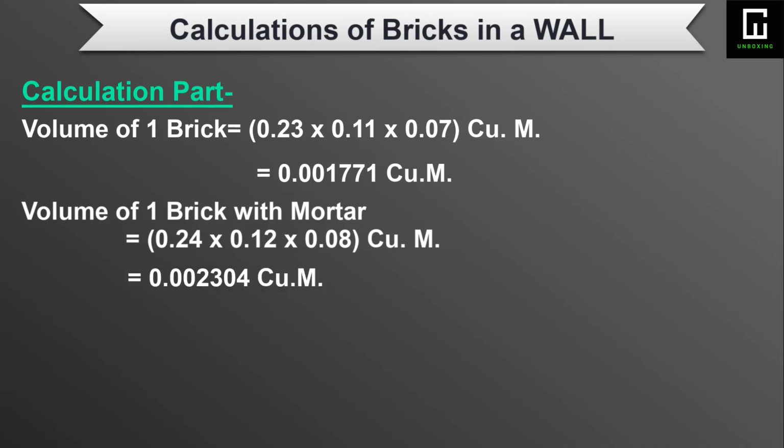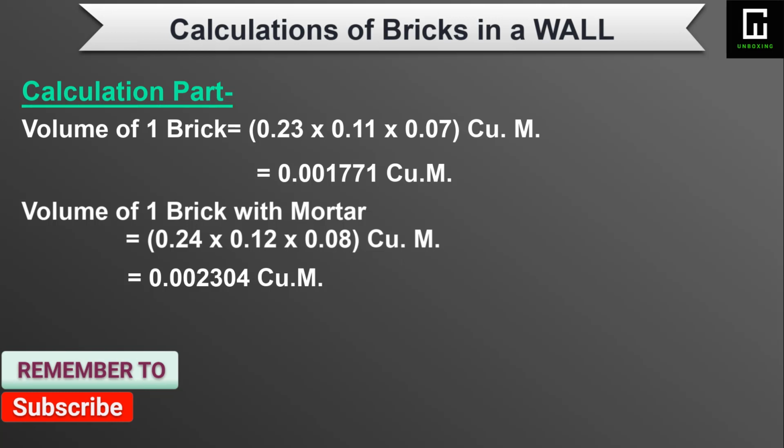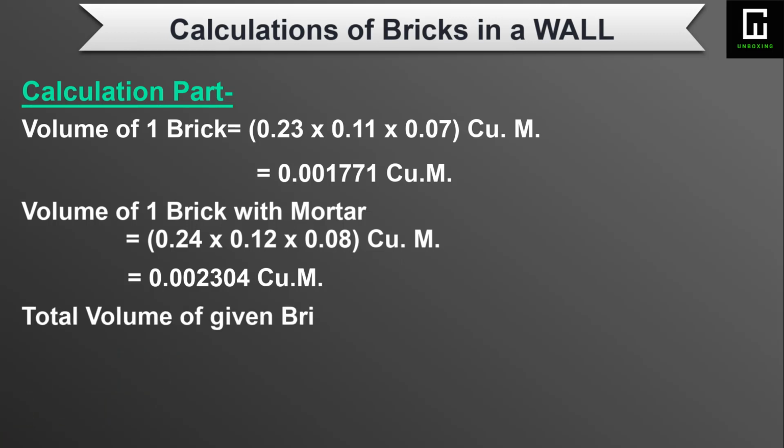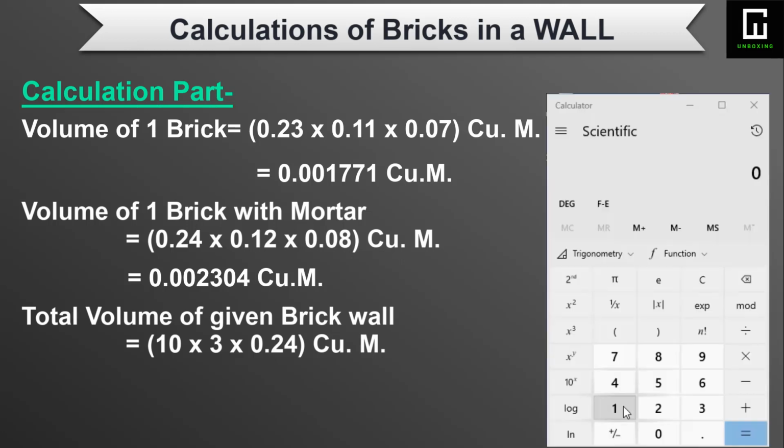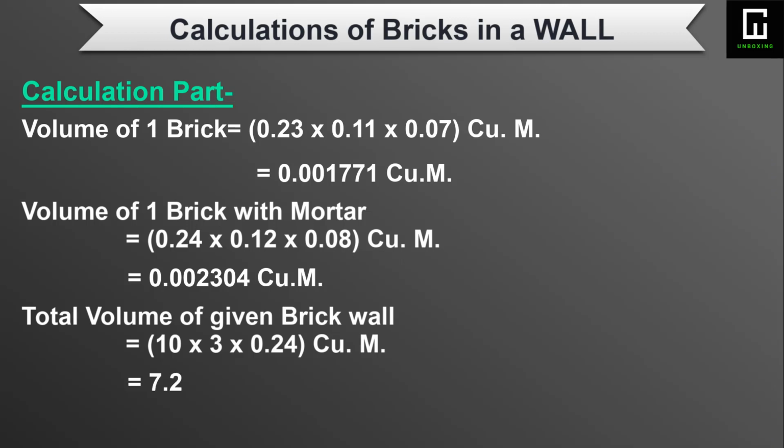While considering the volume of one brick with cement mortar, we are taking an average 10 mm thickness of extra mortar at each side of the brick. Now we have to calculate the total volume of the given brick wall by multiplying the given data values, that is length into breadth into height of the wall, that is 10 into 3 into 0.24 m3. So we got the value of 7.2 m3, which is the total volume of the given brick wall.